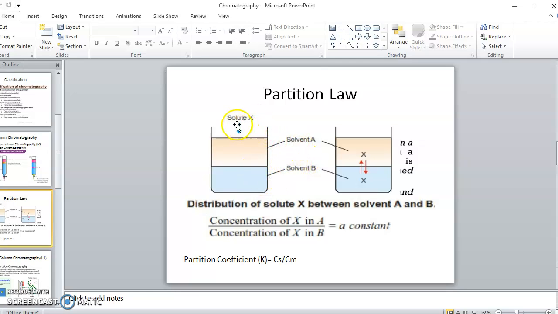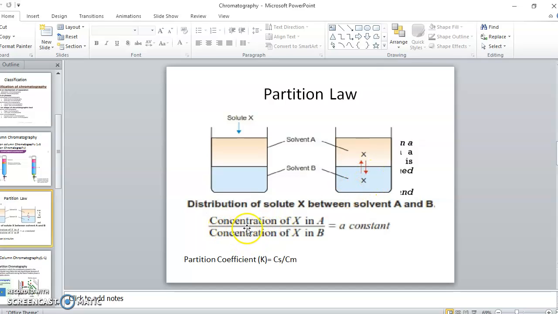So what you have is a solute X. Solute X is actually common to both the solvents. What do I mean by that? The solute can dissolve in both solvent A as well as B. So initially, if the solute is dissolved in solvent A, after some time the solute will pass into solvent B also. Then it reaches an equilibrium between the concentration of the solute in solvent A and the concentration of solute X in solvent B.